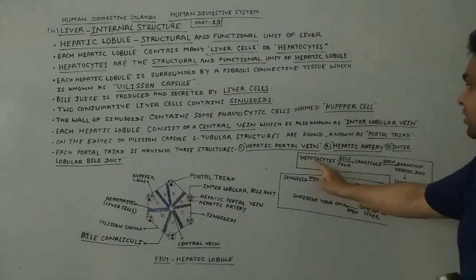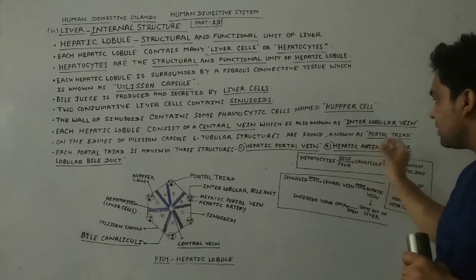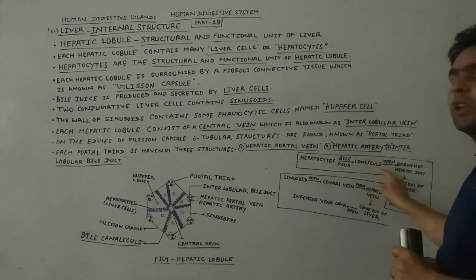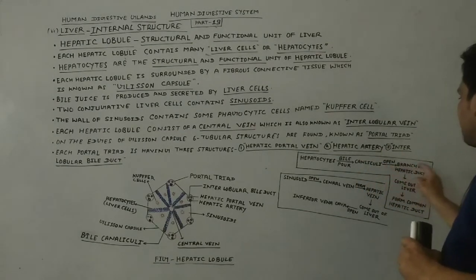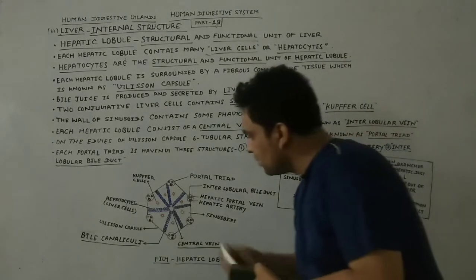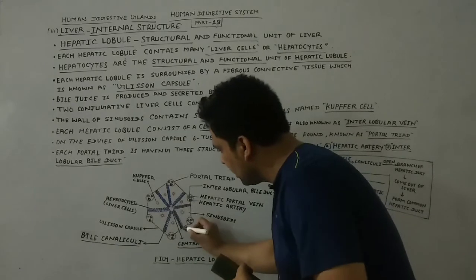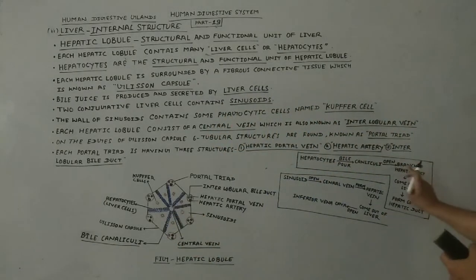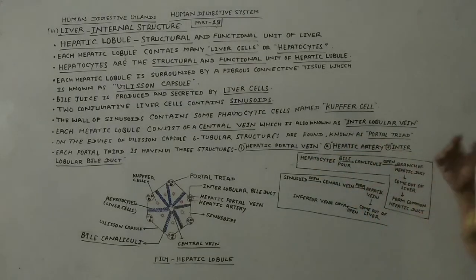Hepatocyte cells pour their bile juice into the canaliculi, and the canaliculi open into the branch of the hepatic duct, and they come out of the liver. After they come out of the liver they form the hepatic duct. Clear, students? So this is all about how bile juice is secreted and how it is carried by these structures.